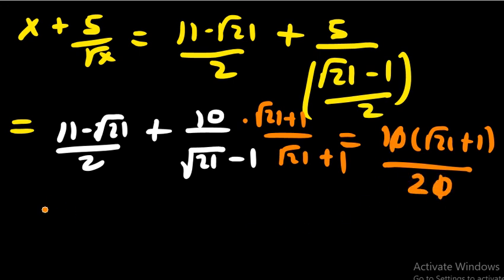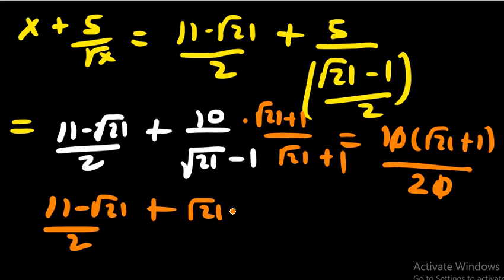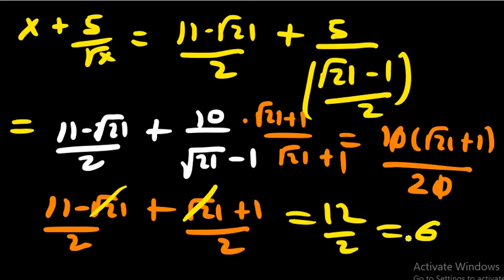Then what I will have, 11 minus radical 21 over 2 plus radical 21 plus 1 the whole over 2. Now as you see here, the 2 addends have the same denominator, therefore I can add the numerators directly. So radical 21 will cancel each other because they are opposite in sign. So 11 plus 1 will be 12. 12 over 2 is the same as 6. So finally the answer will be 6, like we did before.